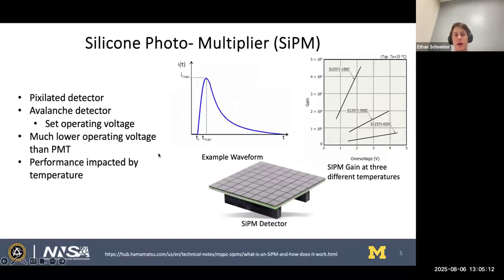Another item here is that we have the photomultiplier, the silicon photomultiplier, which is a very different system as it uses semiconductors. It's a pixelated detector, which is an avalanche detector with a set operating voltage. The operating voltage of these PMs are significantly smaller than that of the PMTs, and they're also much smaller detectors. That's something you might want to think about.